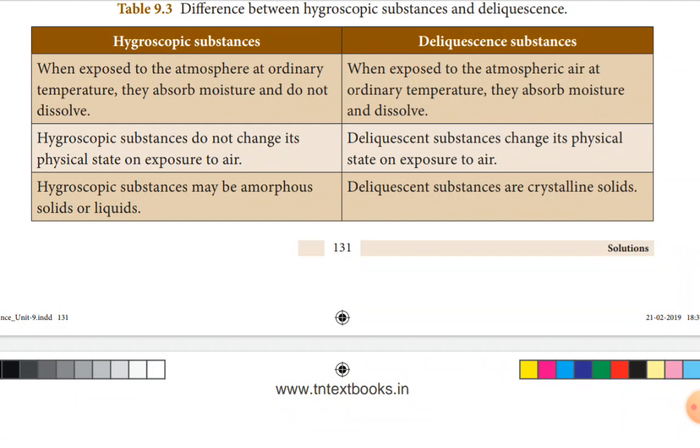So first point, hygroscopic substances absorb moisture but do not dissolve. But deliquescent substances absorb moisture and dissolve in it. Hygroscopic substances do not change their physical state, but deliquescent substances change their physical state on exposure to air. And hygroscopic substances may be in amorphous form, solid or liquid, but deliquescent substances are only crystalline solids. So these are the 3 differences between hygroscopic and deliquescent substances.